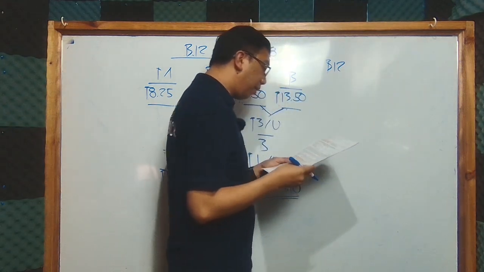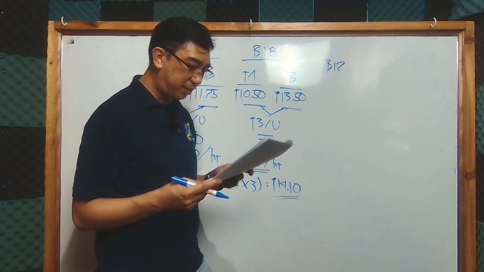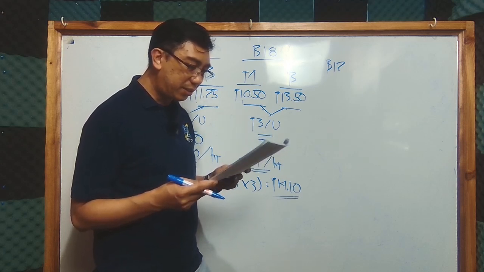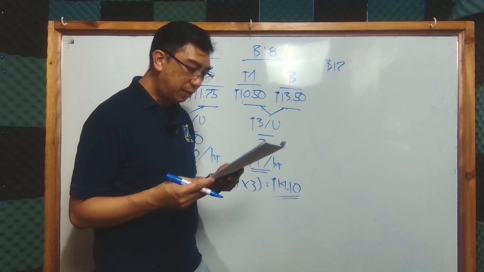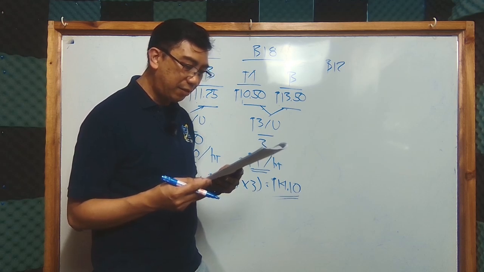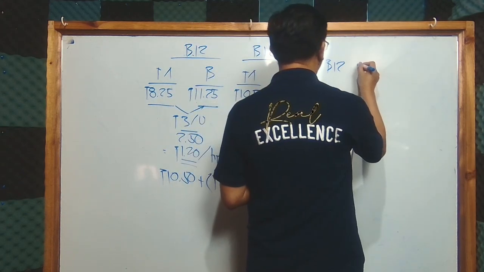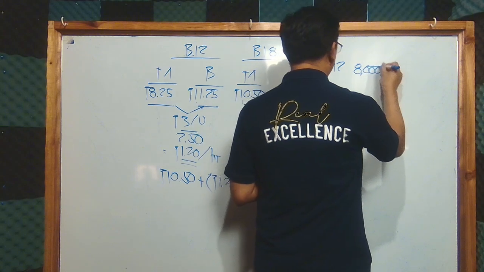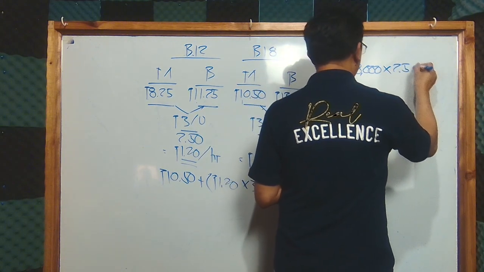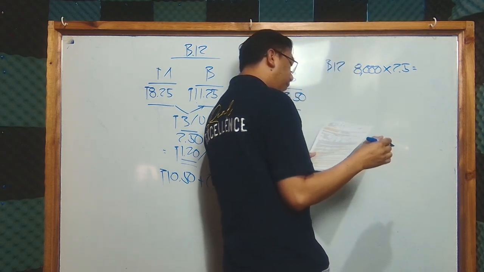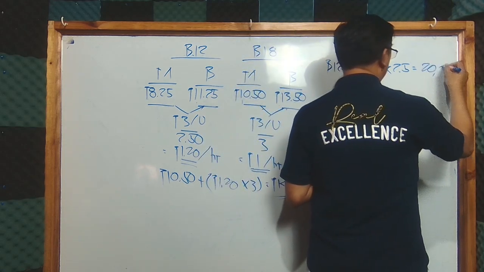Ilang units ba ang B12? The demand for B12 is provided to us. Okay, provided to us at how much? Ilan daw yun? So that is 8,000, sorry. That is 8,000 units of B12 that will consume 2.5 hours. So, total consumption nito, 8,000 times 2.5 will already consume 20,000.